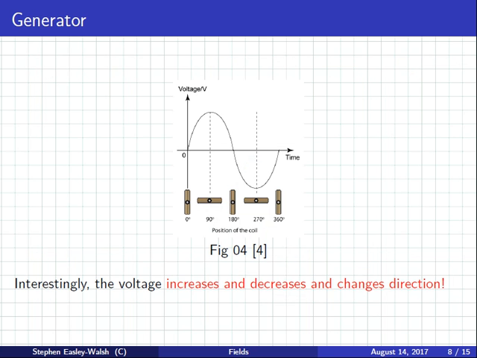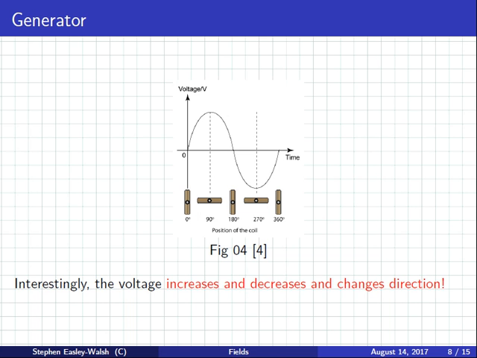Does anybody know how many times per second this happens? How many times per second it changes direction? 50. Yes. Well, that was a big jump to go from 1 to 50. Per second, it will change directions 50 times. In the power plant, the wheel is spinning at 50 hertz, 50 rotations per second. This is the speed of the generator, 50 hertz.